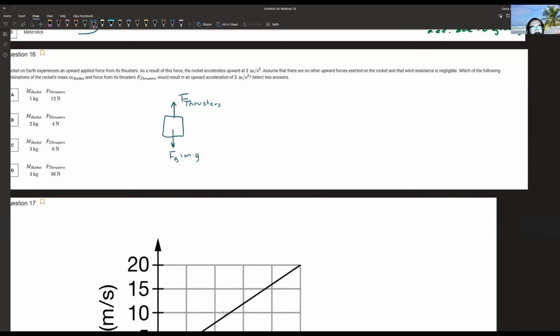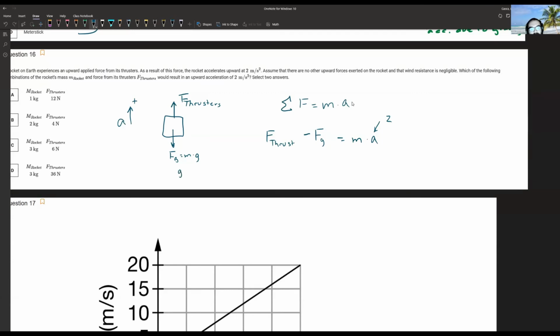So when we do this, we're talking about an acceleration. So we probably want to use Newton's second law, which says the net force equals m times a. And the net force here is going to be the force from the thrusters, which I'm just going to call thrust, minus the gravitational force. We're accelerating upwards, so I'm going to say that direction is positive, equals the mass times a. And they tell us that this is 2.